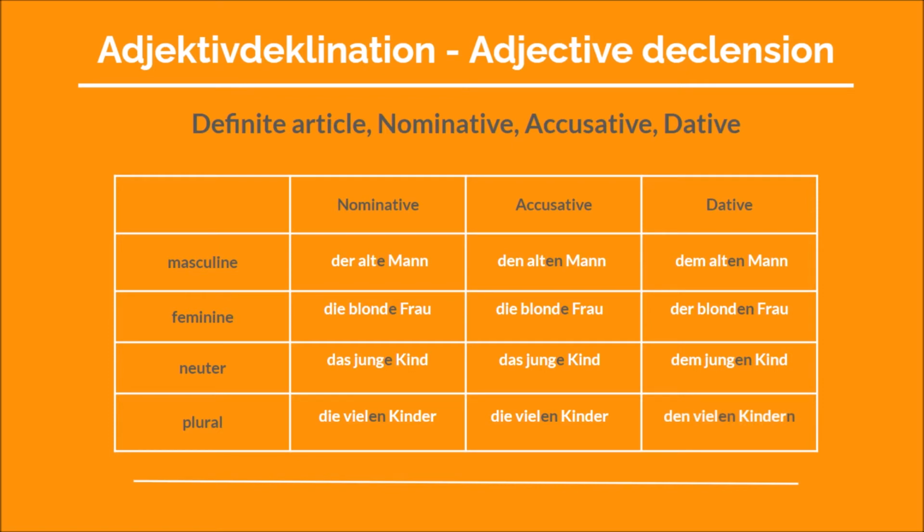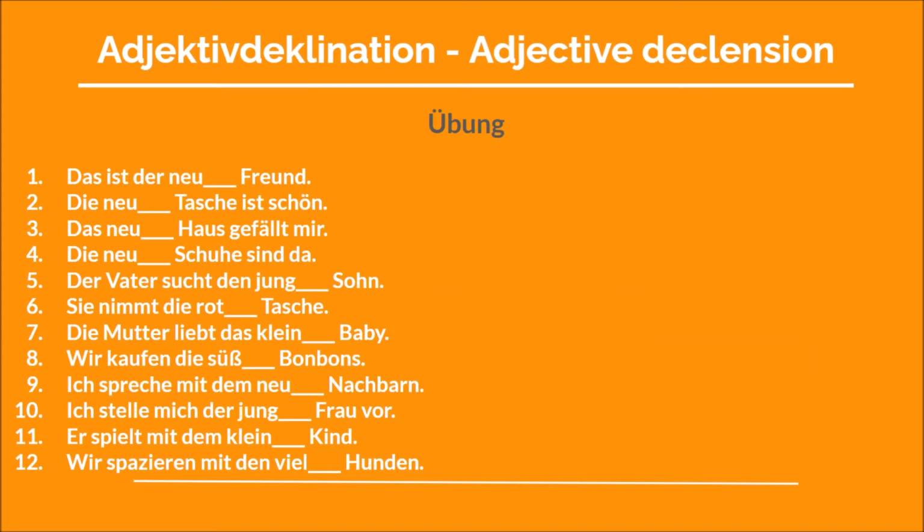Let's practice this with some examples. What you see here are 12 different examples. The first 4 are in nominative. The examples from 5 to 8 are in accusative, and from 9 to 12 in dative. Number 1. Das ist der Freund. Das ist der neue Freund.